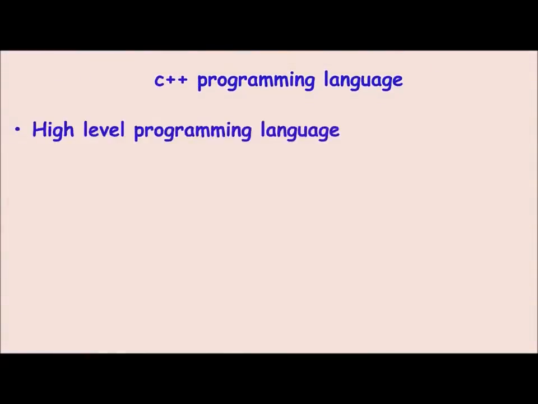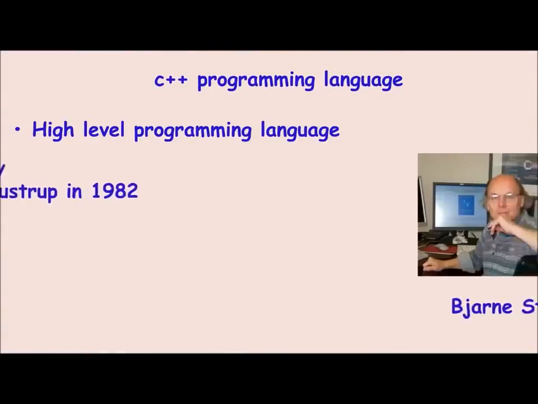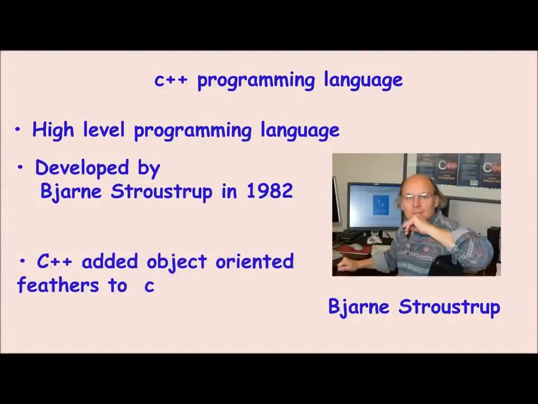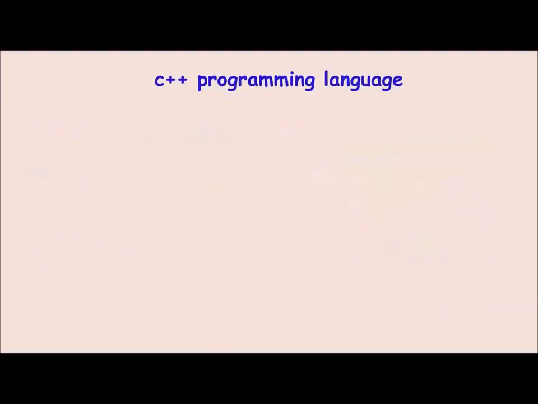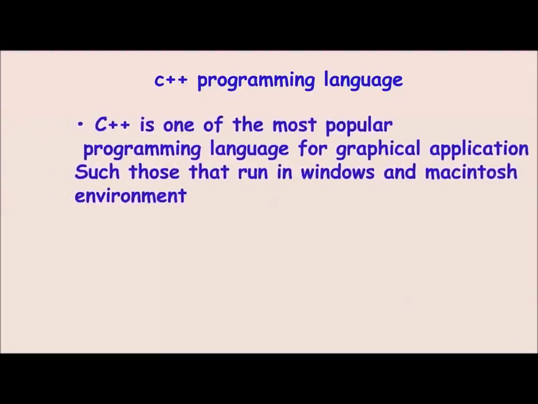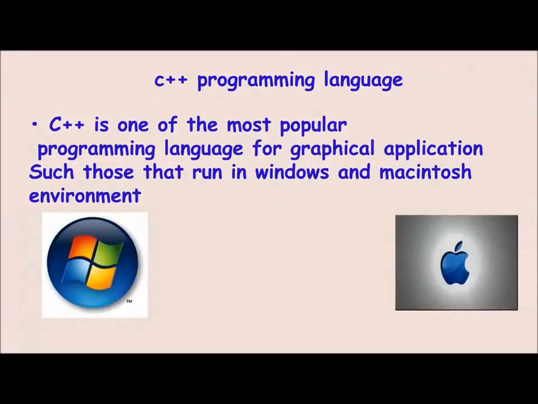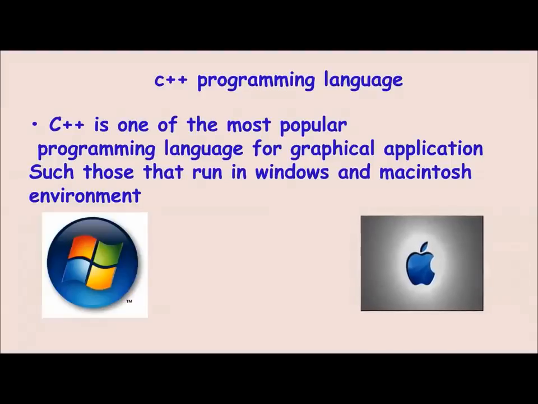A high-level programming language developed by Bjarne Stroustrup at Bell Laboratories, C++ adds object-oriented features to its predecessor, C. C++ is one of the most popular programming languages for graphical applications, such as those that run in Windows and Macintosh environments.